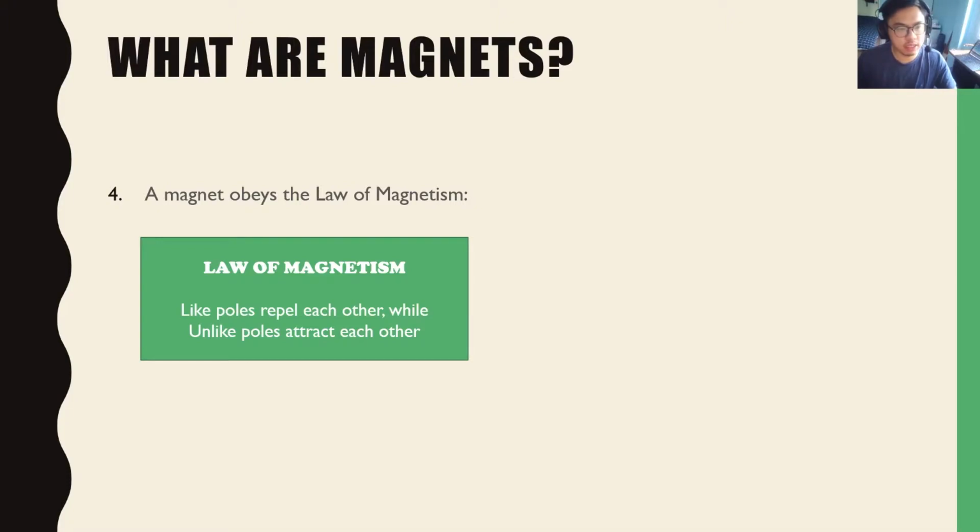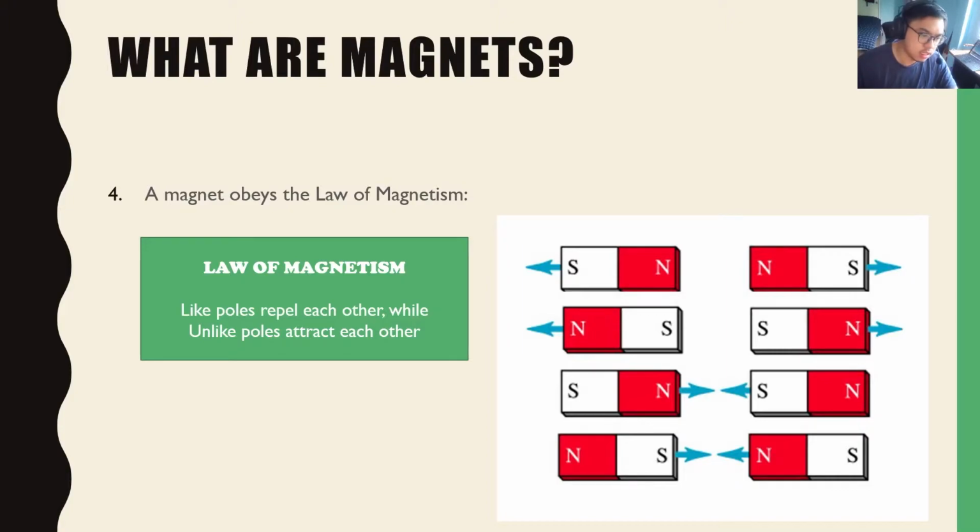And the magnet obeys the law of magnetism. Basically, this law tells you that like poles, poles that are similar, will repel, while unlike poles, poles that are different, will attract each other. So that means north and north will repel, south and south, because they're the same, will also repel. North and south, they are different, they will attract. South and north, they are different, they will attract. So this is called the law of magnetism. All magnets obey this law.